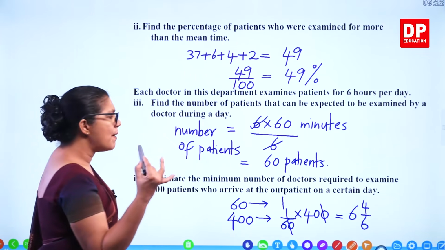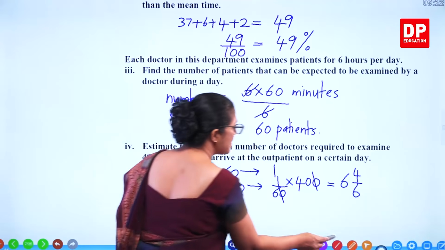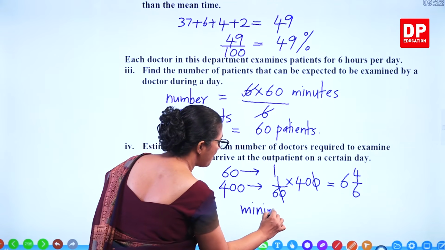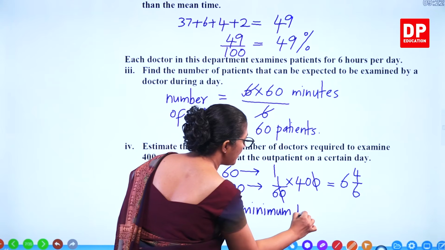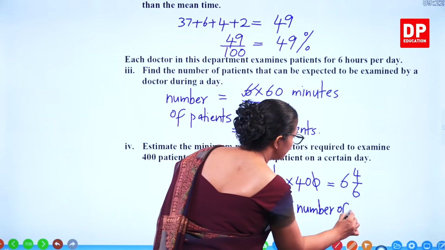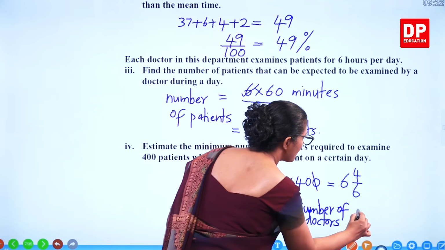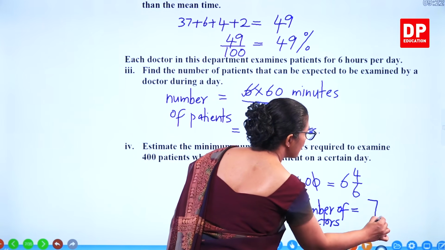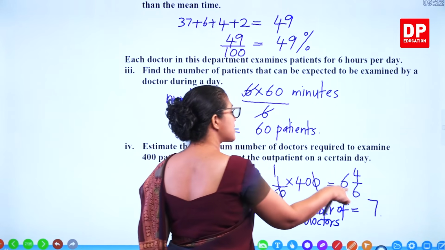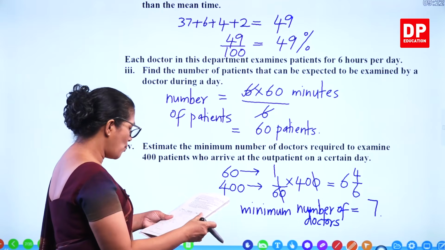So what's the minimum number of doctors needed? That should be 7. So the minimum number of doctors is 7. You can't take 6 because this is more than 6. So the minimum should be 7 because that should be a whole number.